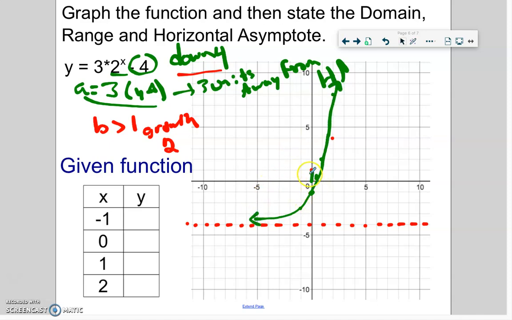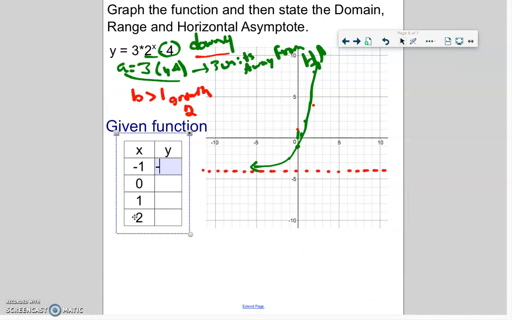So notice I did my dilation value. This distance now became 3. My horizontal asymptote was my vertical change, so I didn't have to worry about moving those dots down. I just did everything based off the horizontal asymptote. And if we were to plug in values, if we were to plug -1 in, 2 to the -1 becomes a half. Half times 3 is 1.5. 1.5 minus 4 is -2.5. And notice where the dot is.